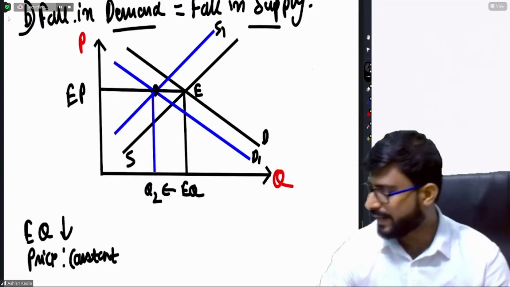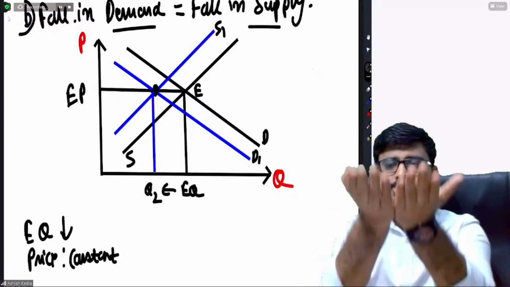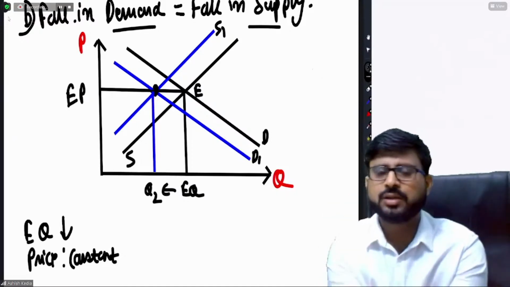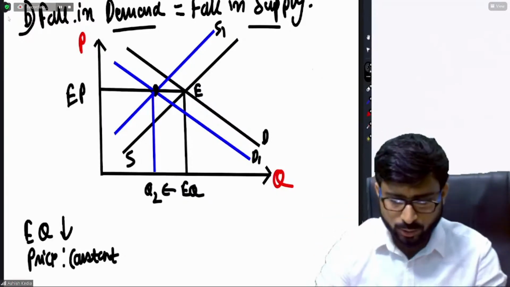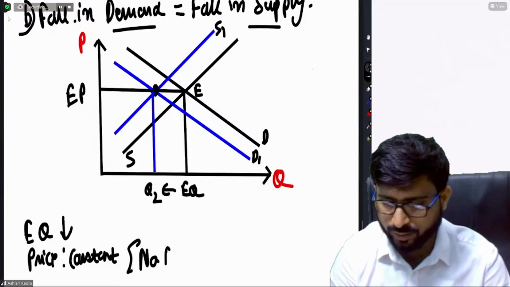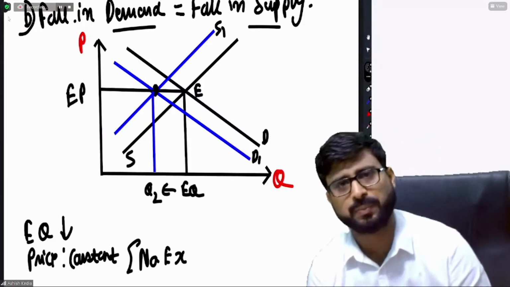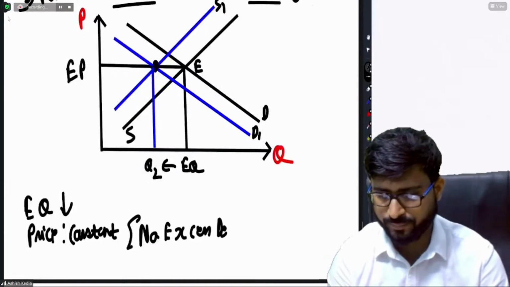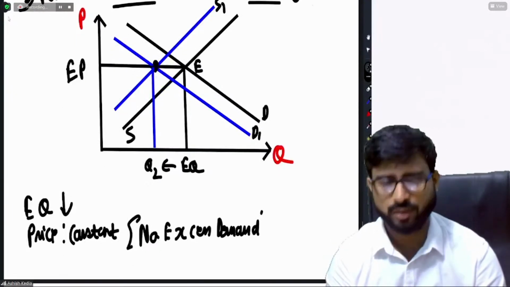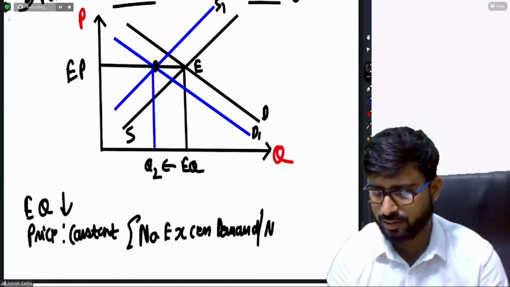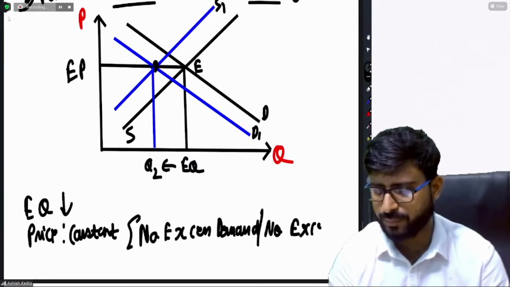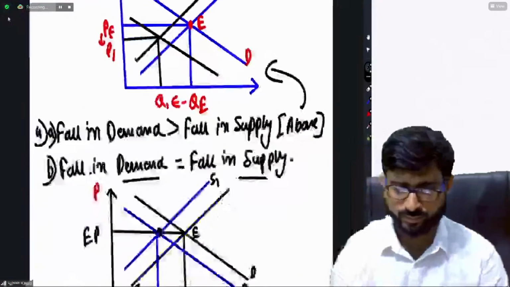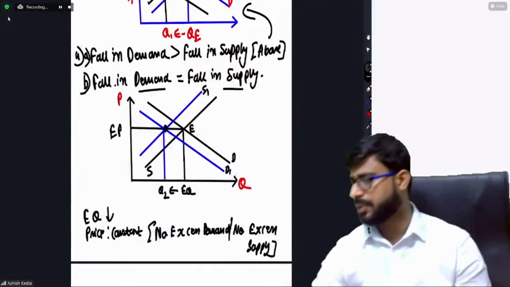You all can show it with the diagram, no? Demand, supply, both falling. But since they are equal, there is no excess demand, no excess supply. So why is price constant? Because price only changes when there is excess demand or excess supply. Here there is none. That is why it is happening. I hope it's clear, everybody.